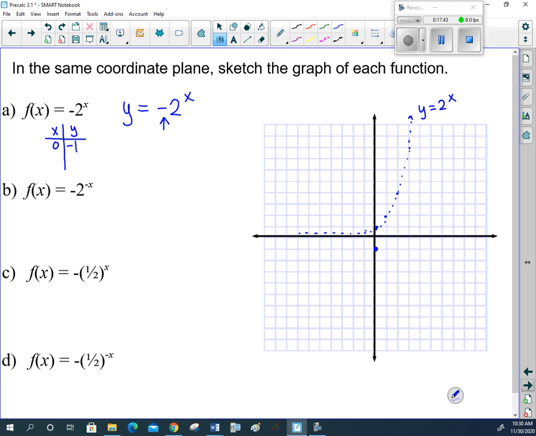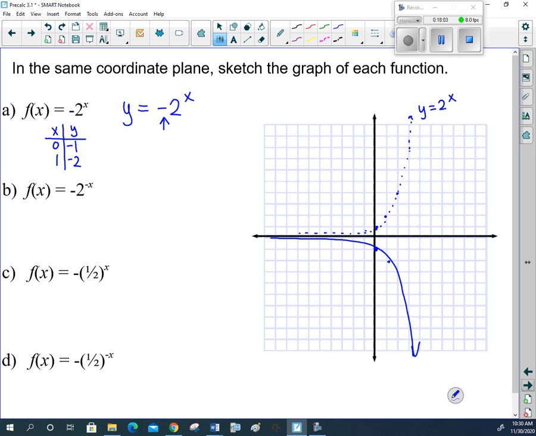And then what happens if I put a 1 in? Well, 2 to the 1 is 2, times negative 1 is negative 2. So you can see how that reflection is working. It's going to reflect down like that.